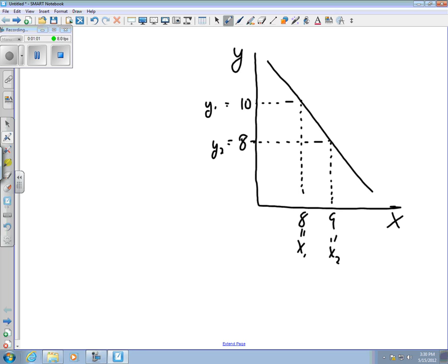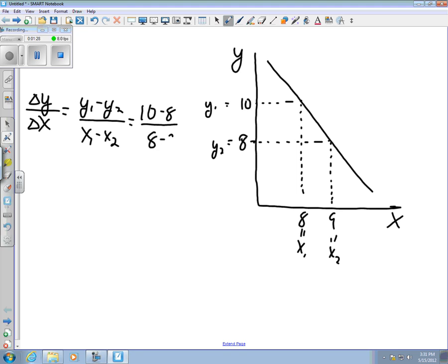And what we want to be able to find is what is the change in y over the change in x. Well, the way we'd write that is, and you got to be very careful, that would be y1 minus y2 over x1 minus x2, which in this case is 10 minus 8 over 8 minus 9, which equals 2 over minus 1, or it's equal to negative 2. So you have a negative slope.